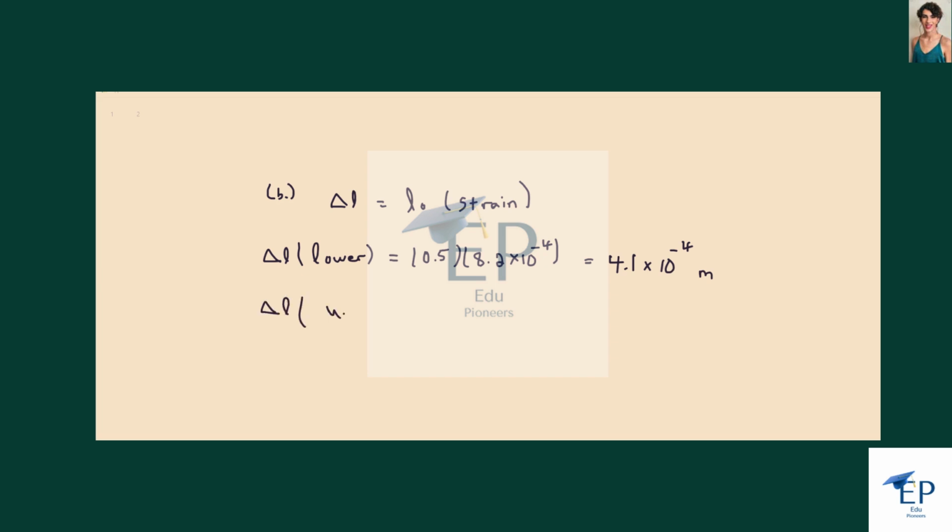The change in L of the upper is equal to the same thing, 0.5, the length of the upper wire times the tensile strain of that. When you plug that in, you get 6.0 times 10 to the negative 4 meters. And so it makes sense that the upper wire stretches a little more since it has much more load carrying it down.